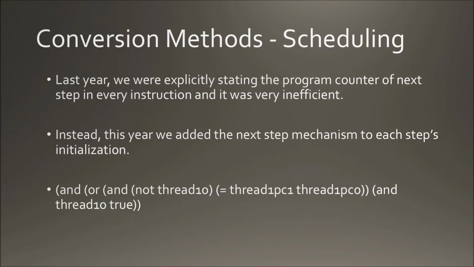For scheduling, we were explicitly stating the program counter of the next step in every instruction for every inactive thread, and it was very inefficient. Instead, this year we are just setting it at the start of the bound, like the following. If thread 1 is not selected, its program counter will stay the same, otherwise it is free and it will be decided by the instruction execution.